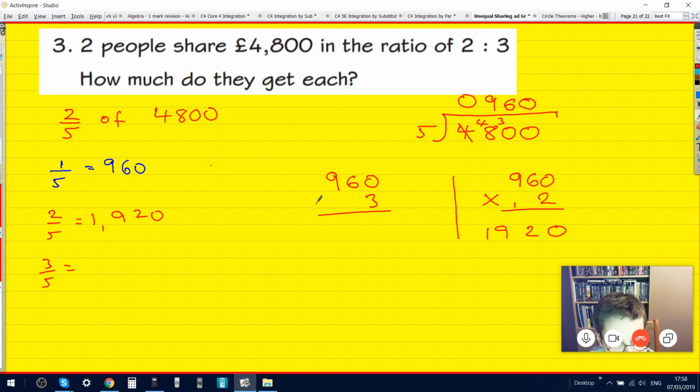So 960 tripled is 2,880. That's it. And if we add those two together, we get 4,800.